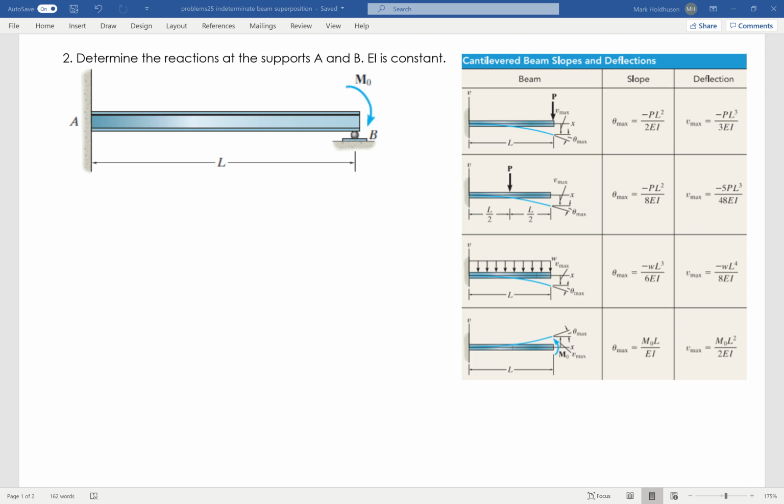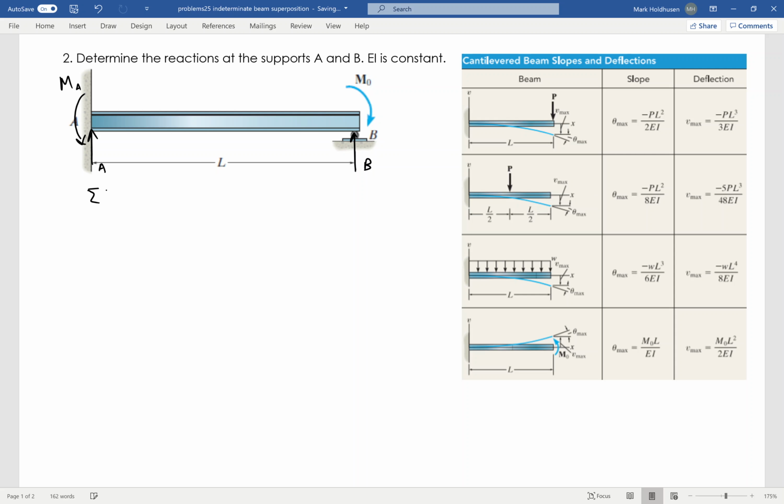Okay, so for this problem, I have a cantilever beam that is supported at its other end and applied with a moment. I want to find the reactions at A and B. So we'll start with statics. So I've got A going up, got B going up, and I have a reaction at A.